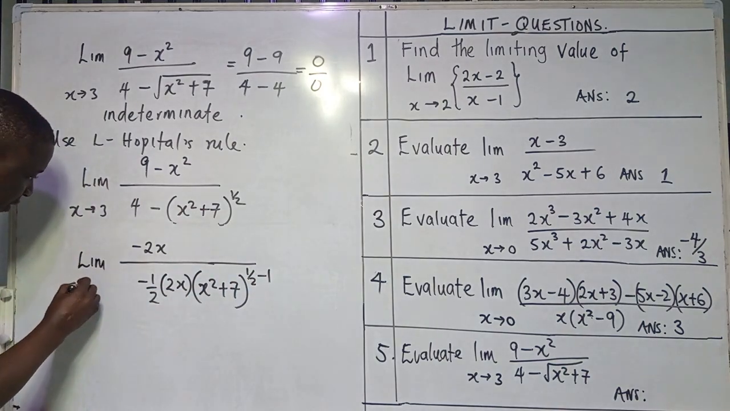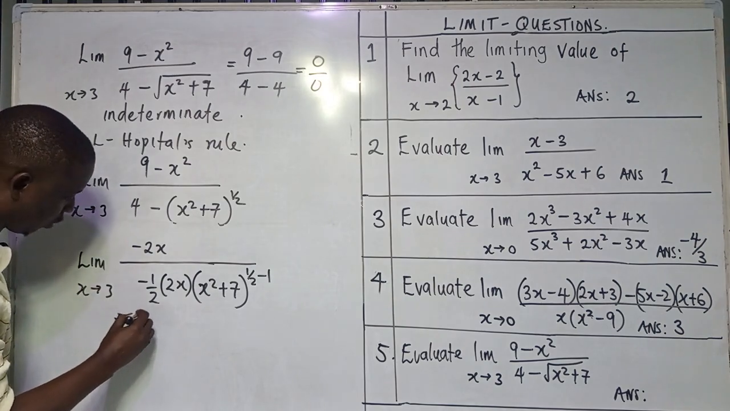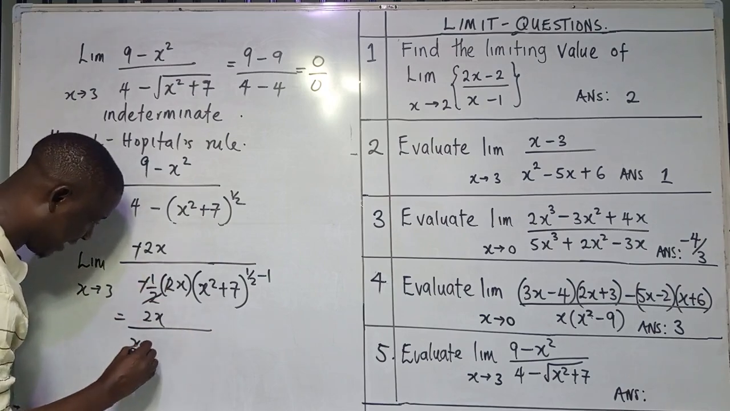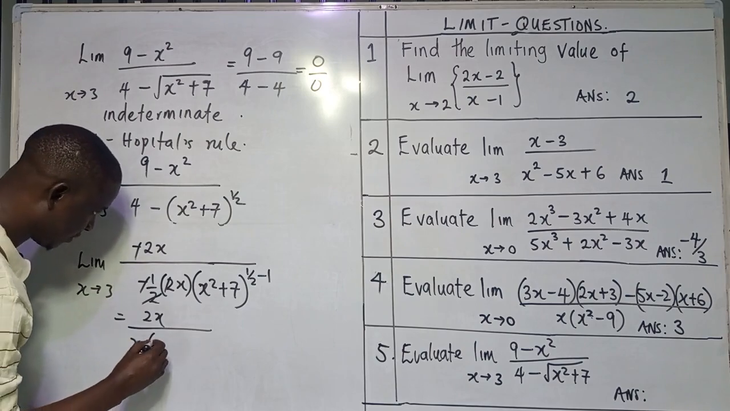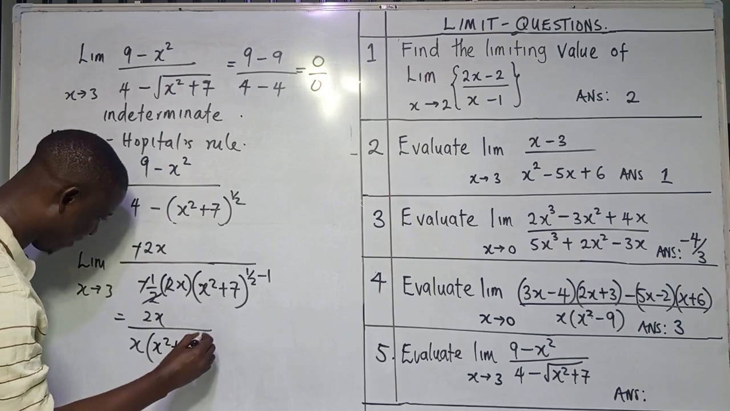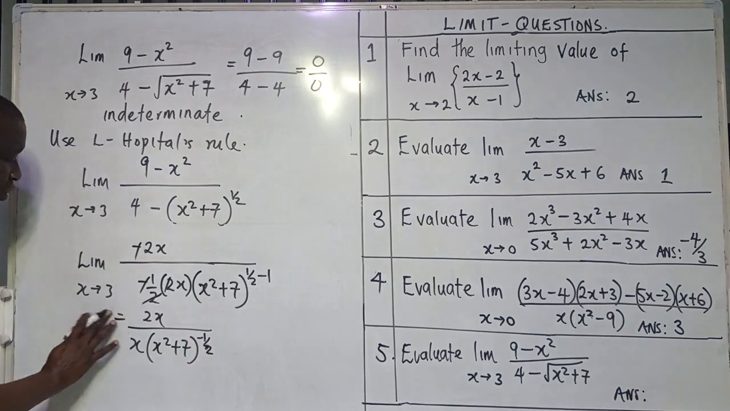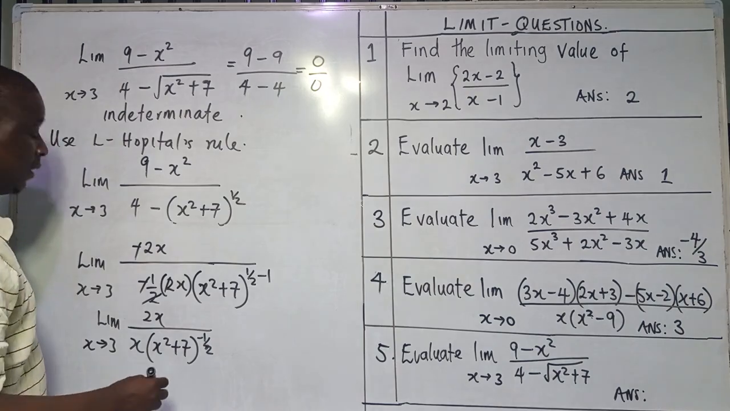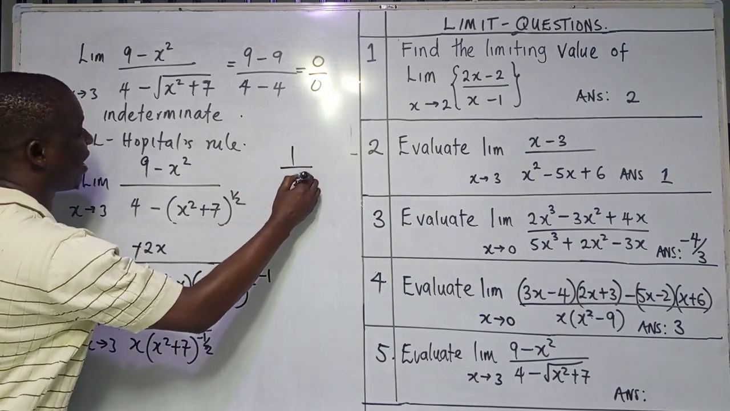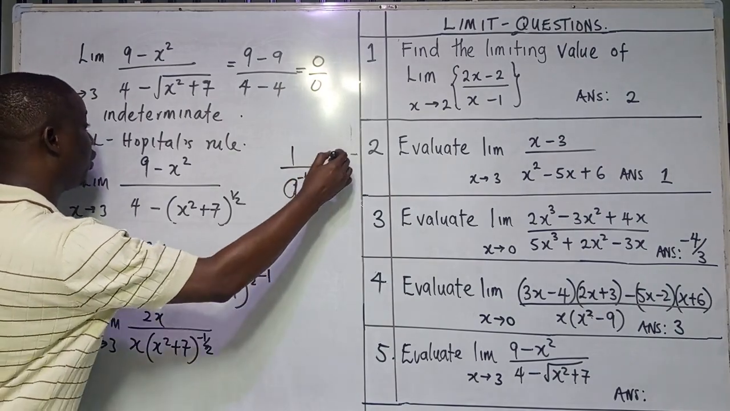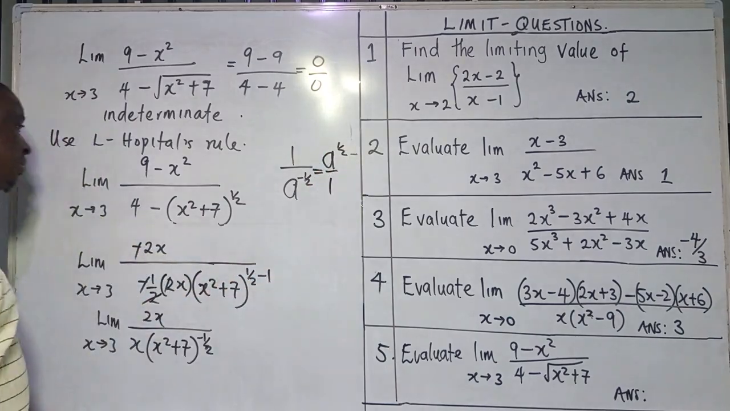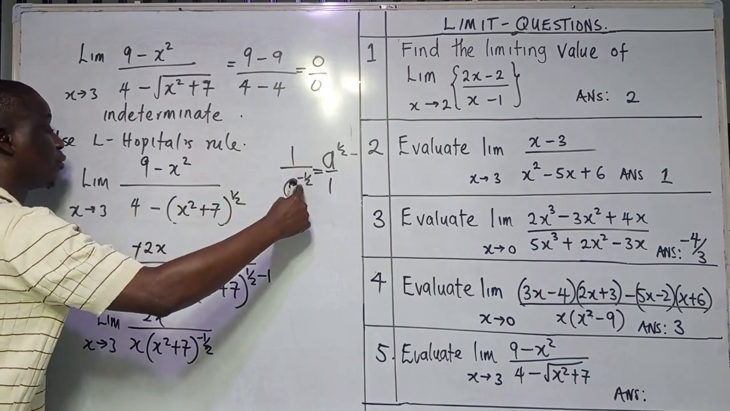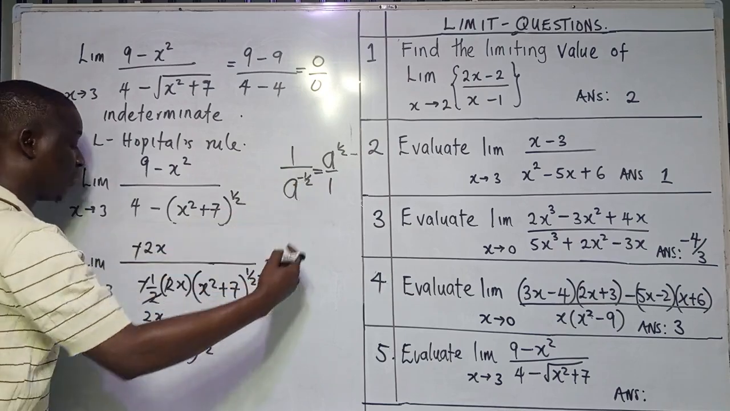So I would have the limit as s tends to 3. Minus can cancel minus, and we have 2x, then 2 can cancel 2, divided by x into the bracket s squared plus 7 raised to the power minus half. Now, if you remember your laws of indices, you will discover that 1 over a raised to the power minus half can become a raised to the power half over 1. That means you remove the minus, a goes up with the half, and 1 comes down.